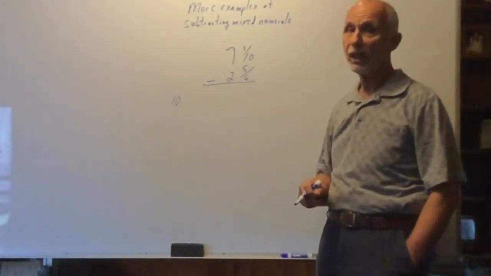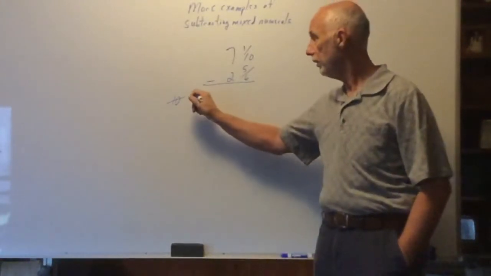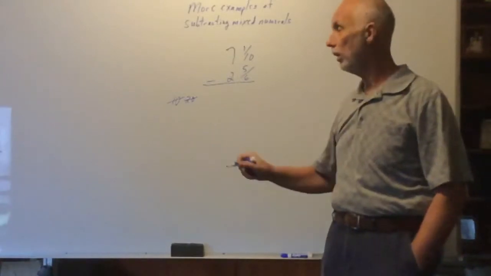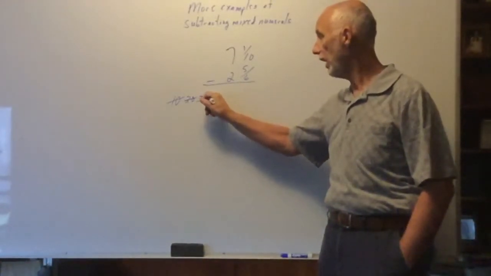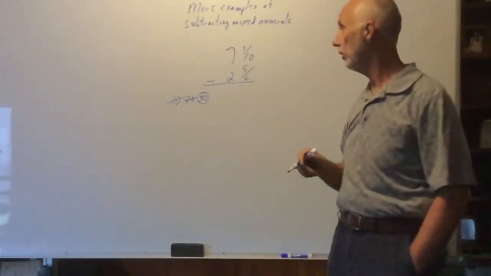Does 6 go into that? No. 10 times 2 is 20. Does 6 go into that? No. 10 times 3 is 30. Does 6 go into that? Ding, ding, ding! Your common denominator is 30.